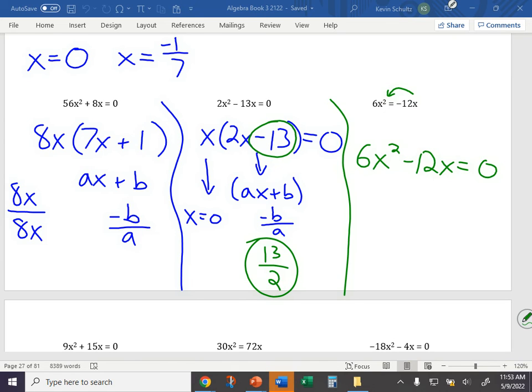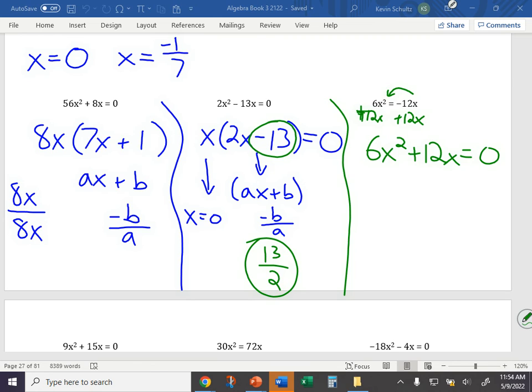Okay, when you move a term from one side of the equation to the other, you've got to be using opposite operations, meaning we're going to be adding 12x to both sides here, right? And even though we can't combine that 12x with 6x squared, that's okay. When we move it over, it's going to be a positive 12x. When you move an x term over, or any term over with addition or subtraction, the sign has got to change. So 6x squared plus 12x equals 0.